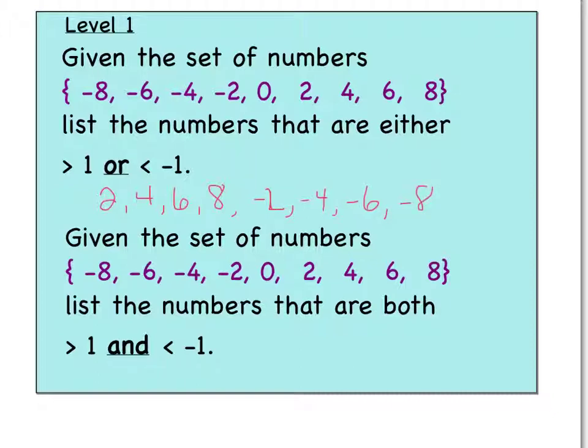Given the set of numbers negative 8, negative 6, negative 4, negative 2, 0, 2, 4, 6, 8, list the numbers that are both, so it has to pertain to both. Greater than 1, so the ones that are greater than 1 are going to be here, and the ones that are less than negative 1 are over here. None of the numbers overlap, so this one would be no solution.